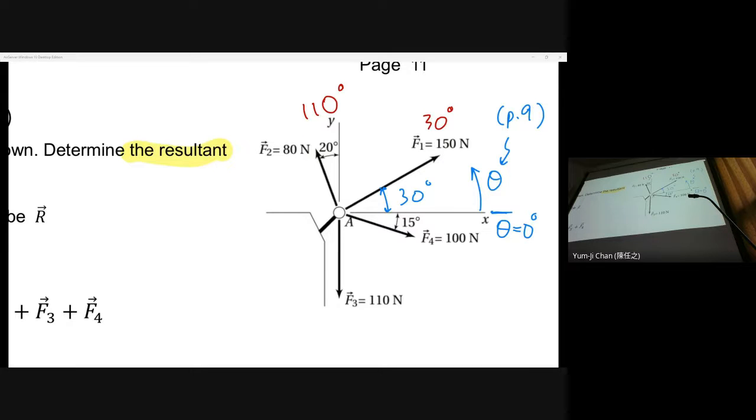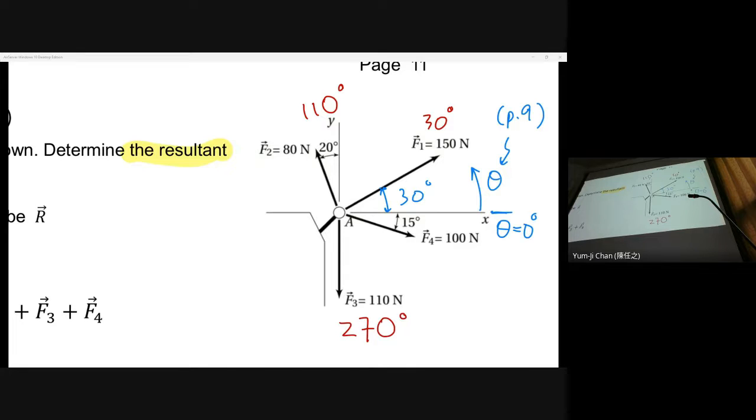And for the third one, for F3, it goes from the x-axis and then goes up and then goes down and then here. So it should be 270, very good.